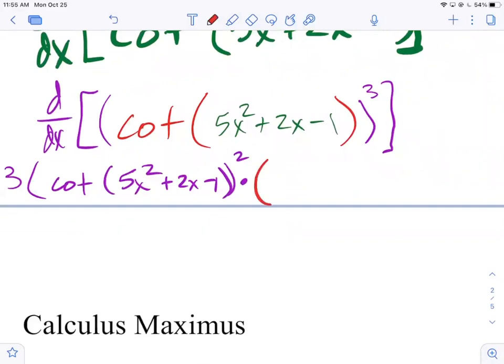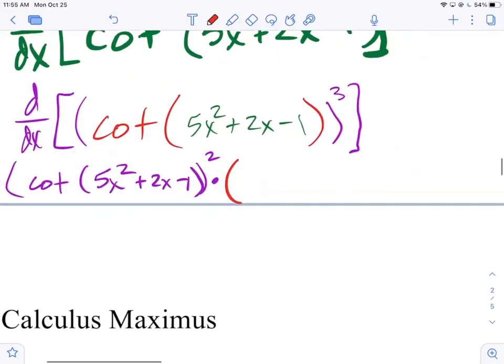What is the derivative of cotangent of blob? This is where you have to memorize it. Negative cosecant squared, right? Tangent is secant squared, so cotangent is negative cosecant squared, right? Remember, all you have to do is put the negative and then the co in front. So negative cosecant squared of the blob.